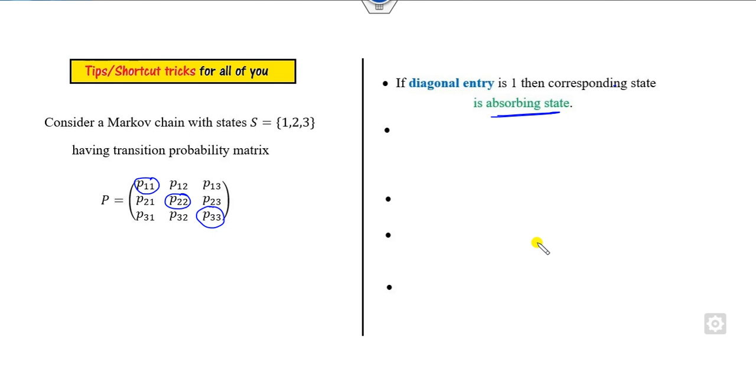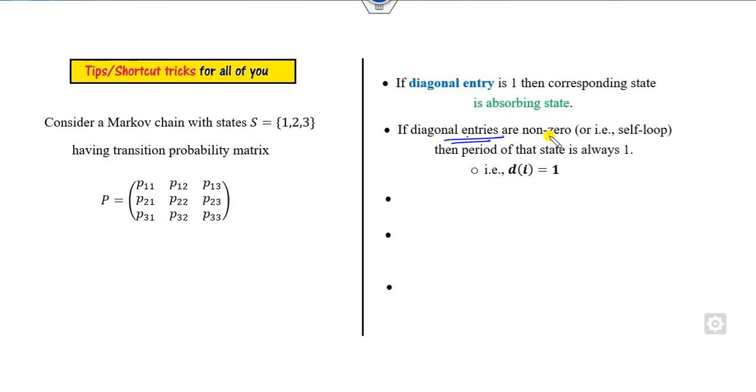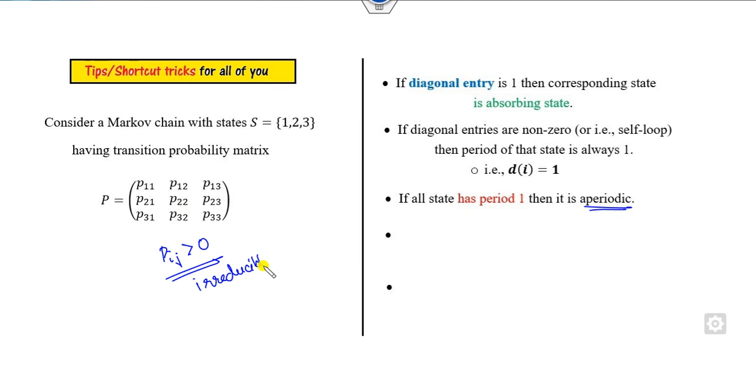If any of the diagonal entries P_ii is non-zero, then the period of that state is always 1, but the converse need not be true. If all the states have period 1, then we call the chain aperiodic. If P_ij is greater than 0 for all i and j, then we call it irreducible. Otherwise, there is another way we can check irreducibility.